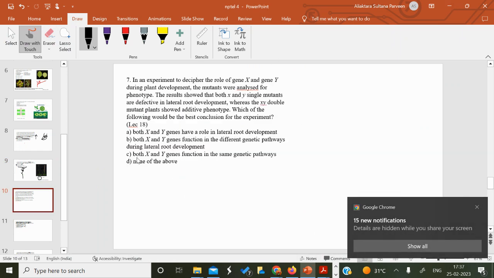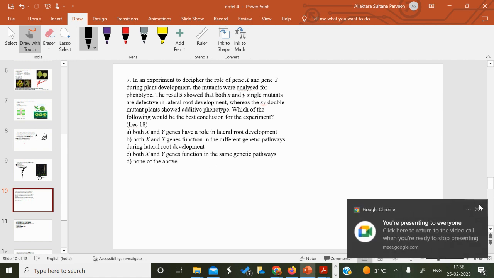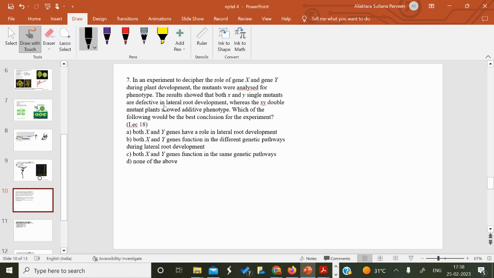Okay. Now let's see this question. In an experiment to decipher the role of gene X and gene Y during plant development, the mutants were analyzed for phenotype. The result showed that both X and Y single mutants are defective in lateral root development, whereas the XY double mutant plant showed additive phenotype. Which of the following would be the best conclusion for the experiment?